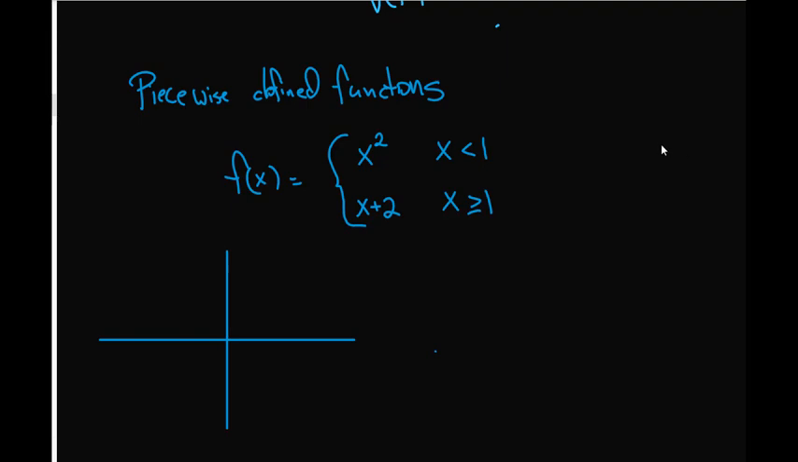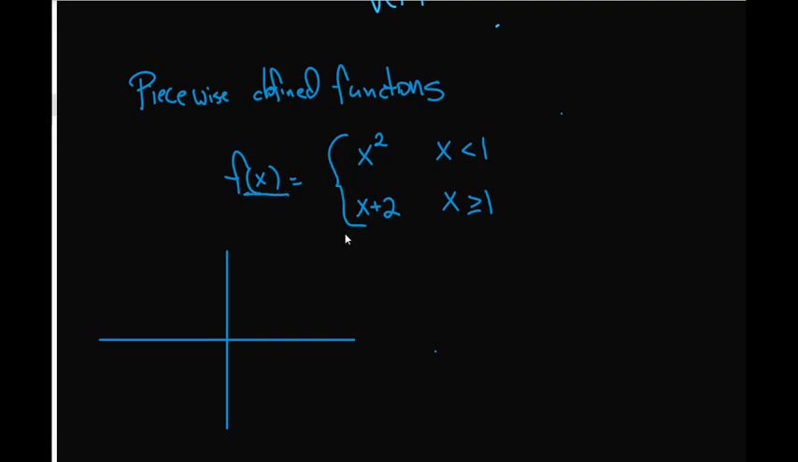Okay, let's discuss another topic regarding functions, and this is called piecewise defined functions. So here we have a so-called piecewise defined function. So what does it say? It says this is what f of x is. So what is f of x?